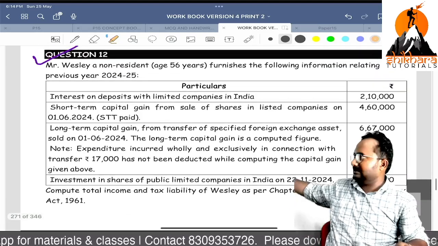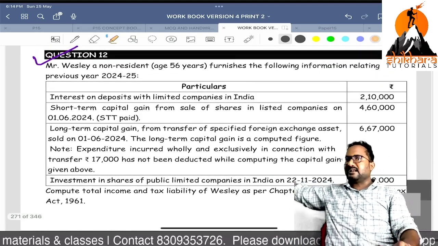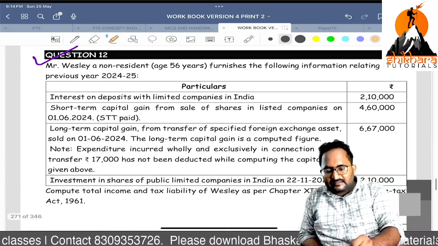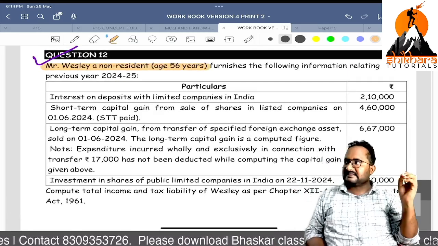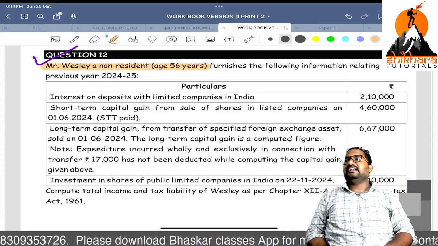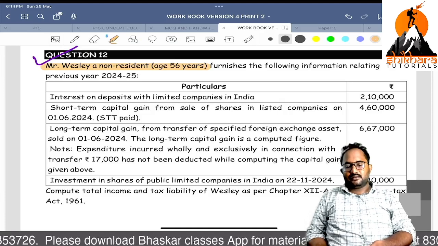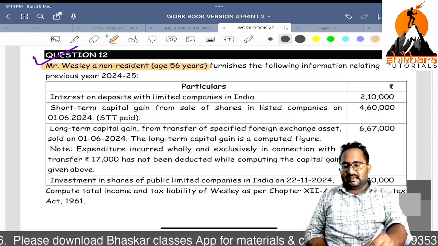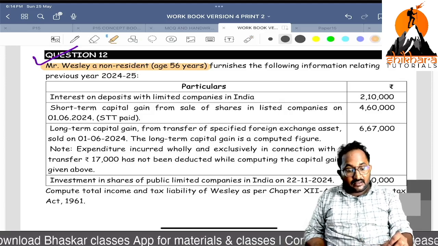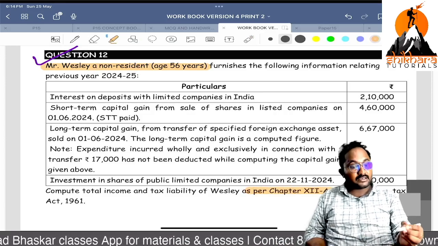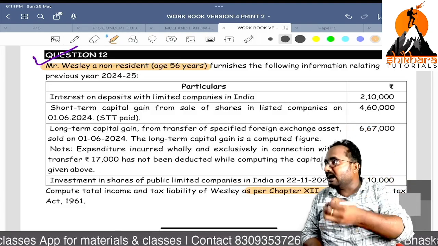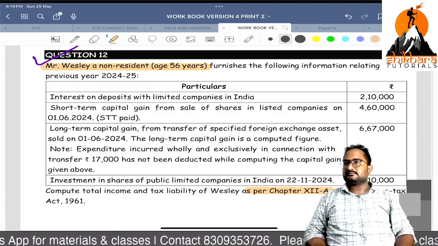It is simple, but a complete answer cannot be done by every student. I will tell you. Wesley is a non-resident, 56 years of age. Sir, how do we identify that this question is an NRI question? Non-resident and individual, it's okay. But here they have given chapter 12A. Remember, that is in chapter 12A, which means he opted for the NRI provisions.